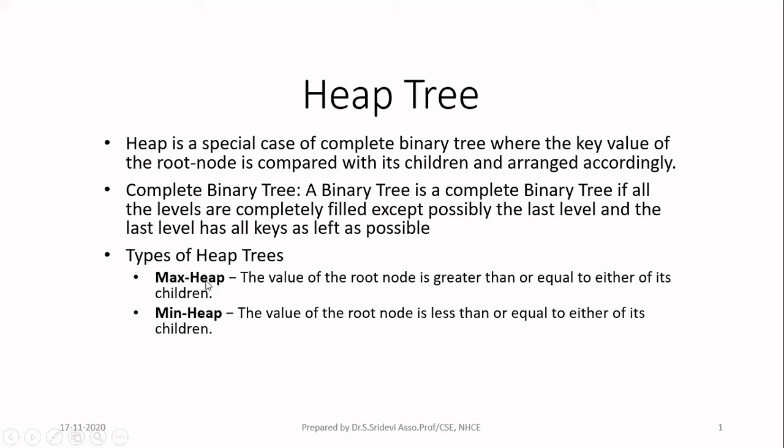So what is max heap? If you take max heap, the value of the root node will be greater than or equal to either of its children. Okay, so you should not have a lesser value as a root node. The root node can be either greater than the children or even equal to the children, but it cannot be less. Suppose you have a min heap, that is different. In case of the min heap, the value of the root node is less than or equal to either of its children. So these are the two different types of heaps we have.